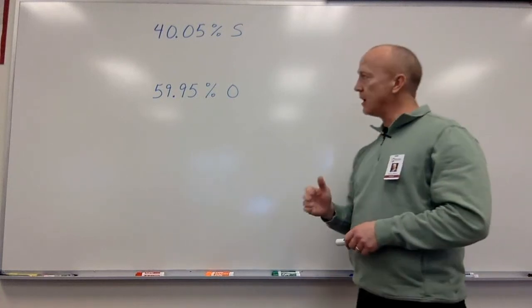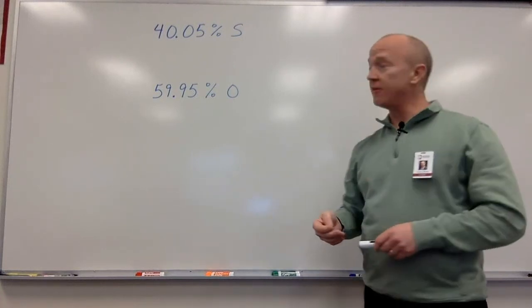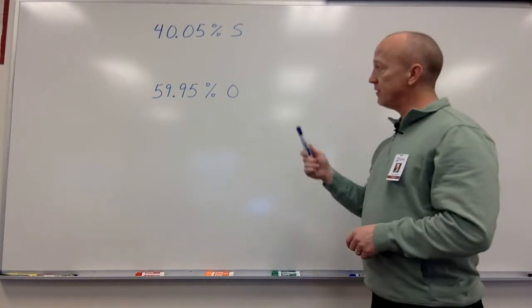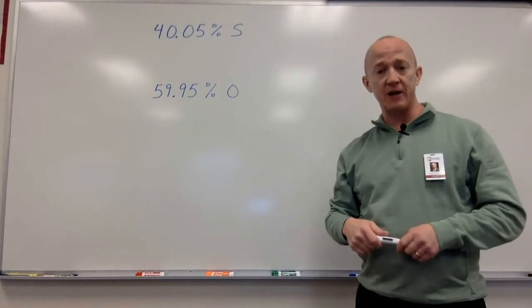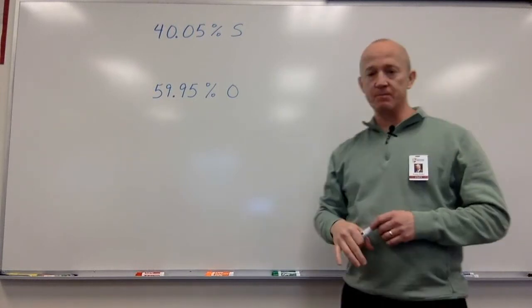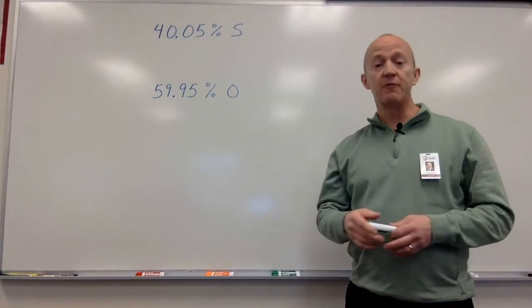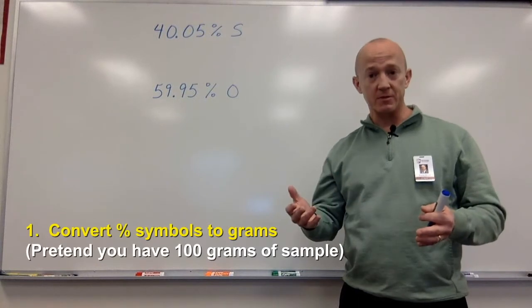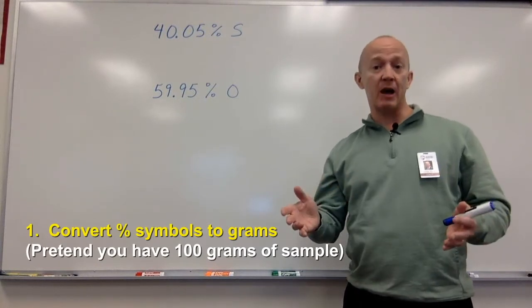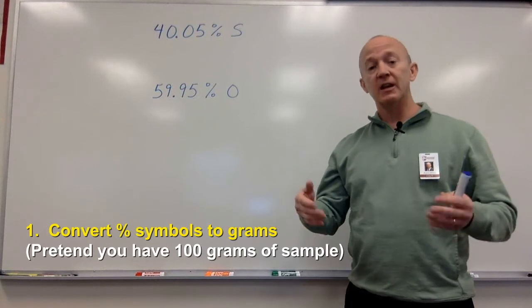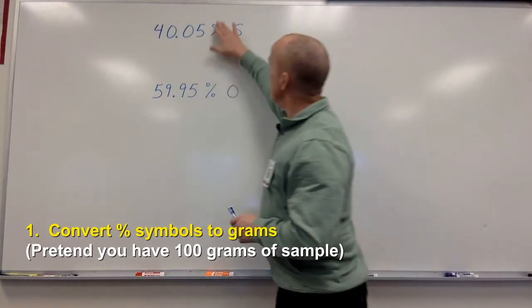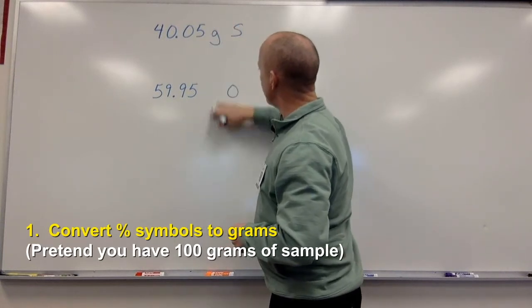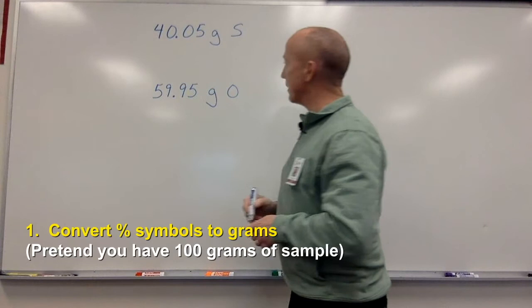Take, for instance, this compound that we have. After experimentation, we find that this compound is 40.05% sulfur and 59.95% oxygen. How do we take that percent composition and calculate the empirical formula from it? The first step is very easy. All you do is convert the percentages to grams. In other words, pretend like you have 100 grams of the substance. If you had 100 grams of the substance, then you'd have 40.05 grams of sulfur and 59.95 grams of oxygen.